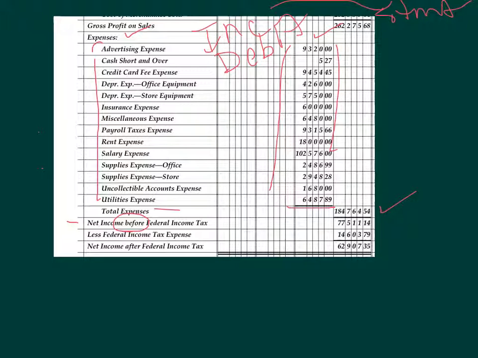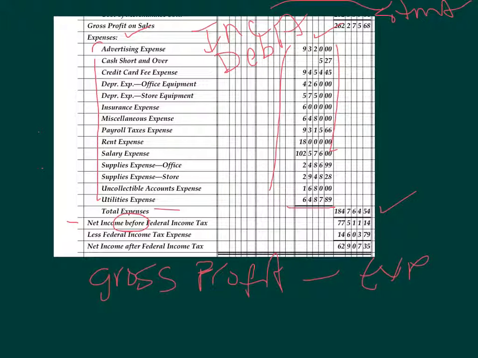Now we want to determine our net income before taxes. You're going to take your gross profit and you're going to subtract your total expenses. And this will give you $77,511.14. Again, we placed an underline here showing that we were doing a calculation, gross profit minus expenses, excuse me.